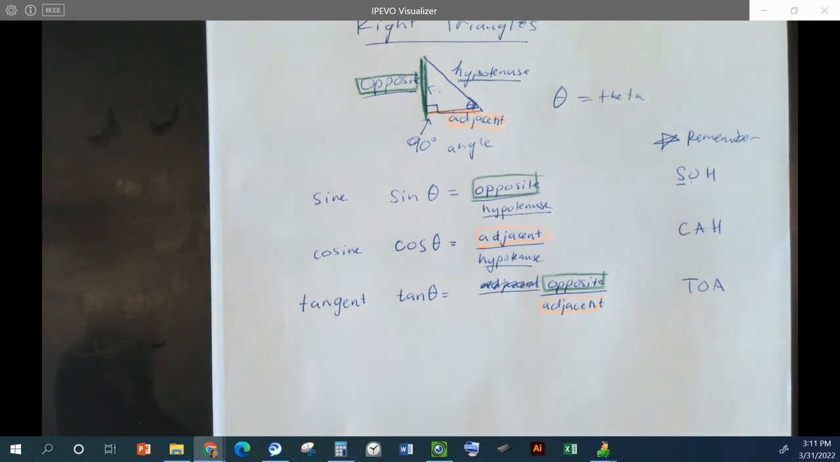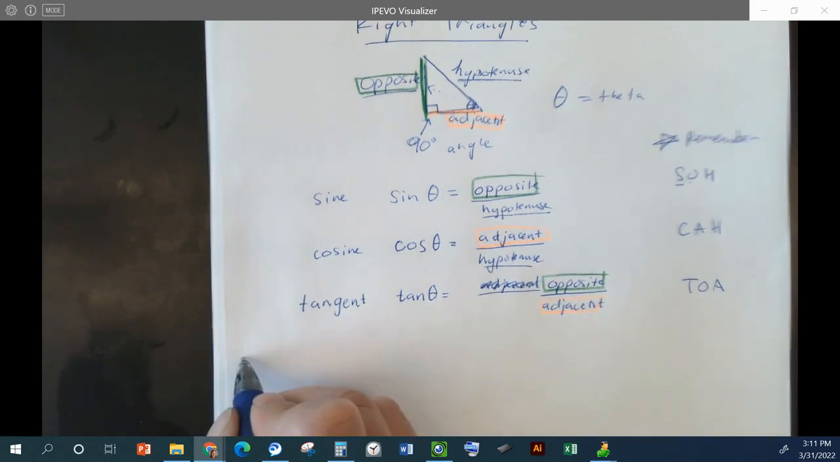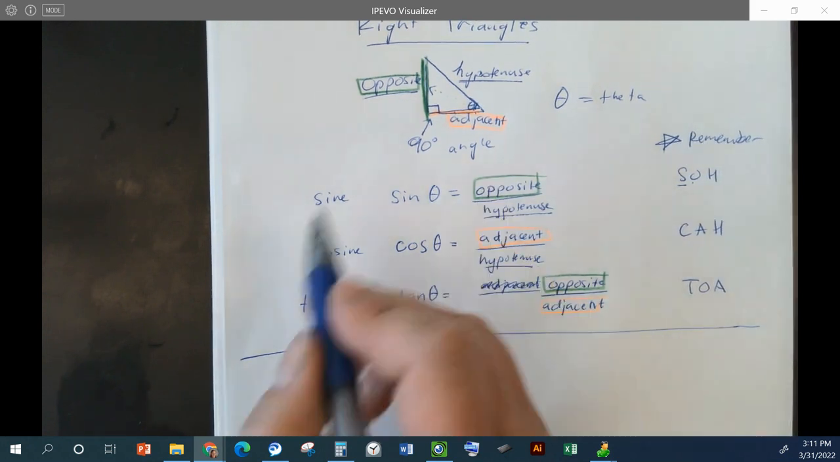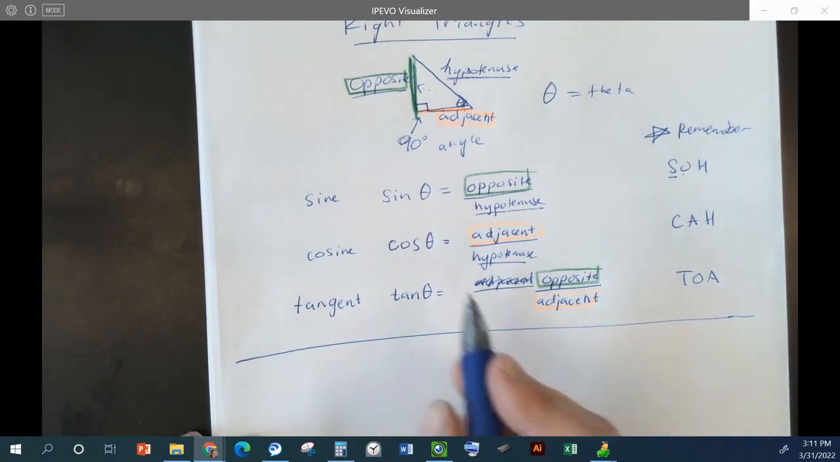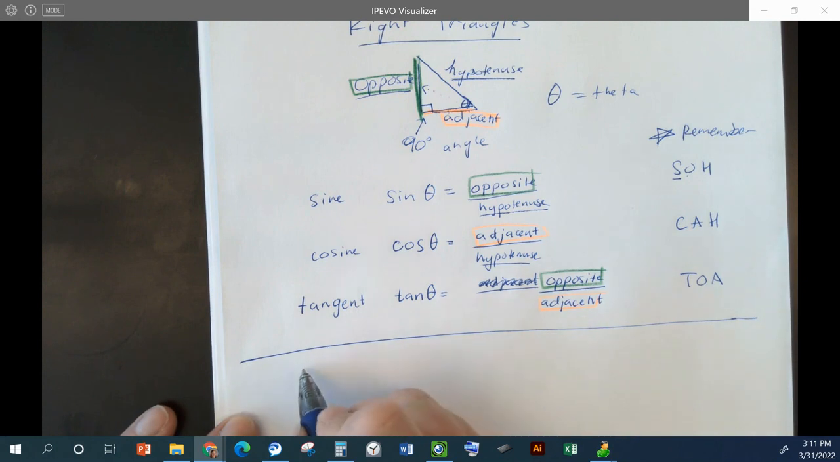So we are going to use, first we're going to practice these, and we'll do some of these together. First we're going to practice just writing these relationships. The next thing that we're going to do is we can use these to find a missing side.